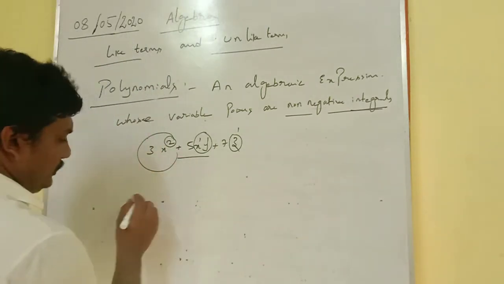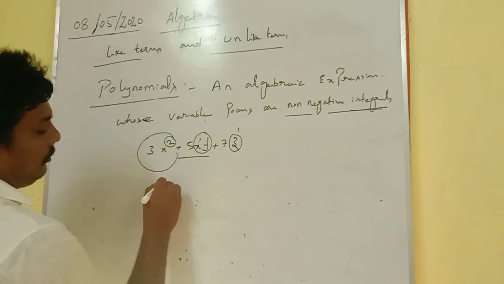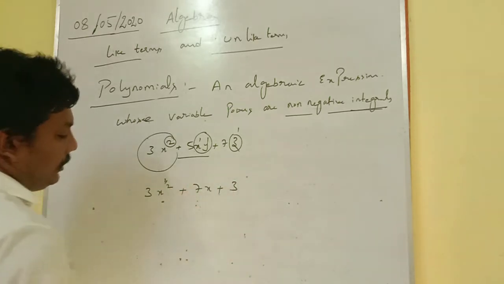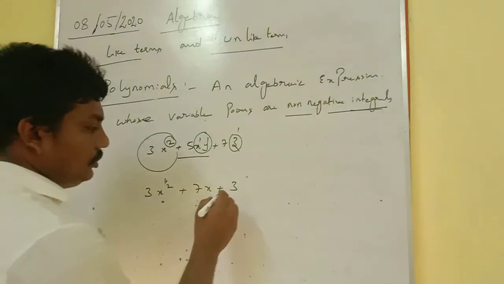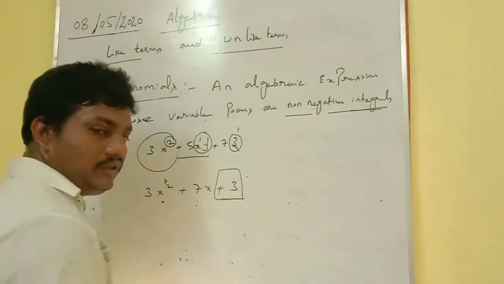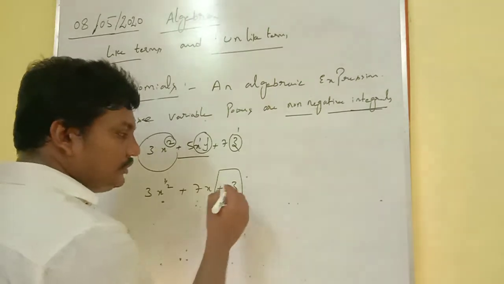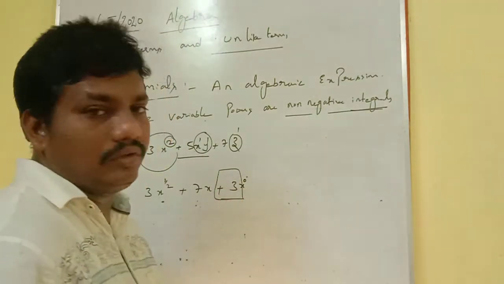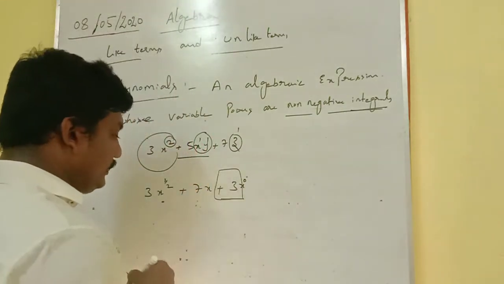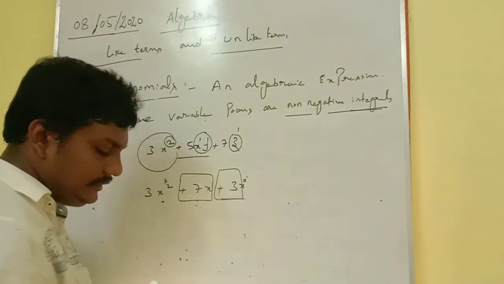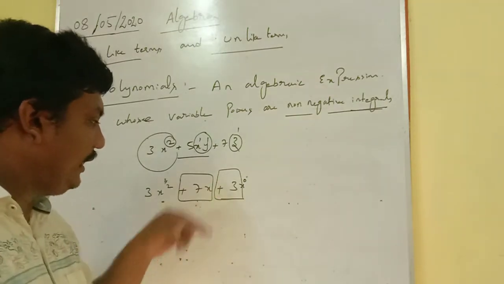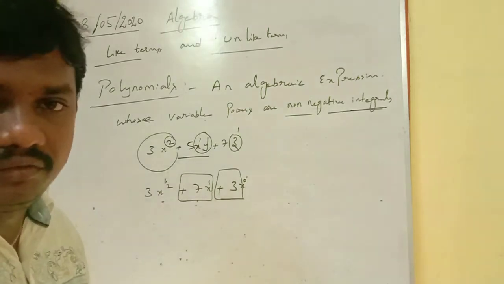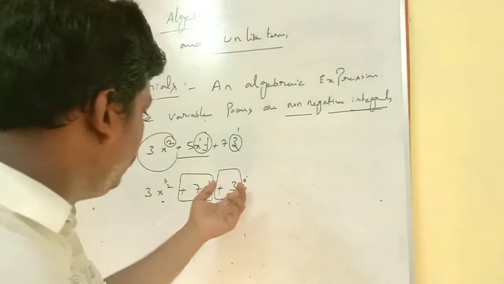Now suppose this is 3x^(1/2) + 7x + 3. Here 3 is a constant term. There is no variable, so we can take it as x⁰. Next, this is also one term, +7x. Here the variable is x with power 1, so that is non-negative. 0 is also non-negative; 0 is not negative.